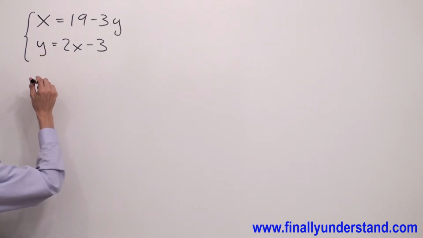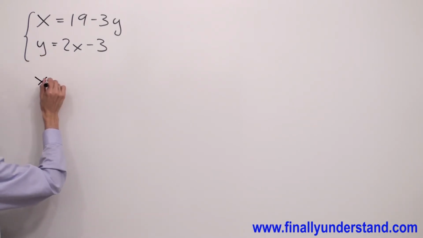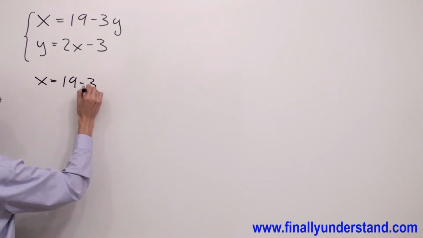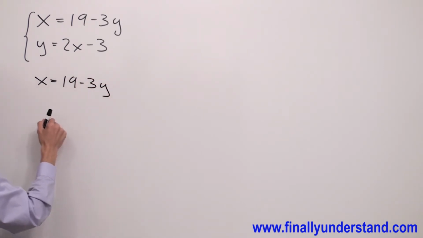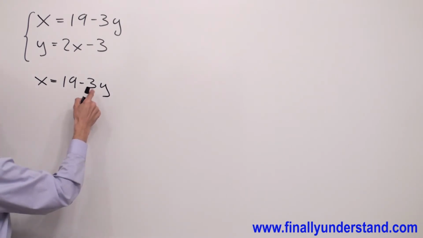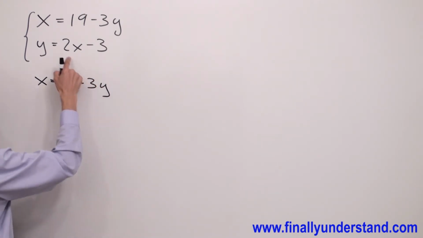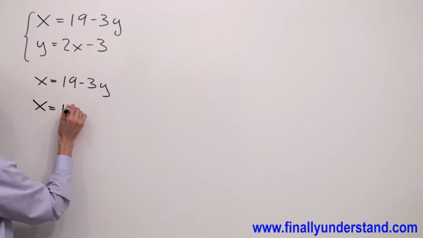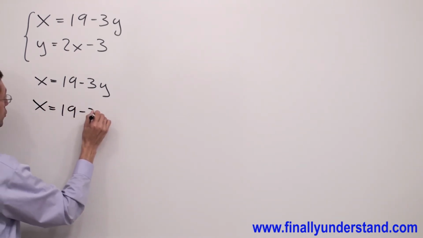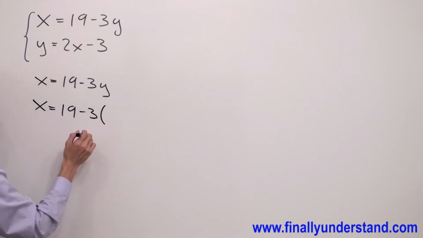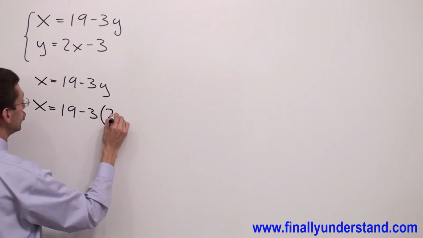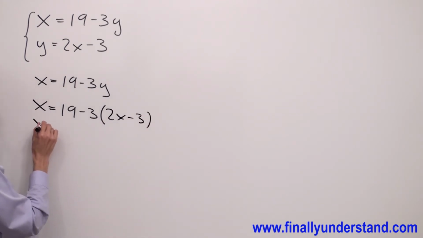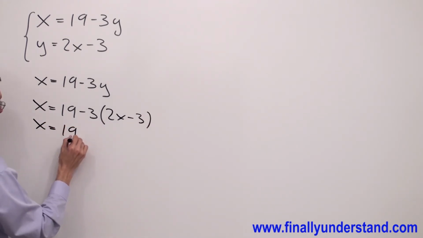Copy the first equation, x equals 19 minus 3y, and substitute instead of y, 2x minus 3. So x equals 19 minus 3, and instead of y, we're supposed to write 2x minus 3. And I have x equals 19.